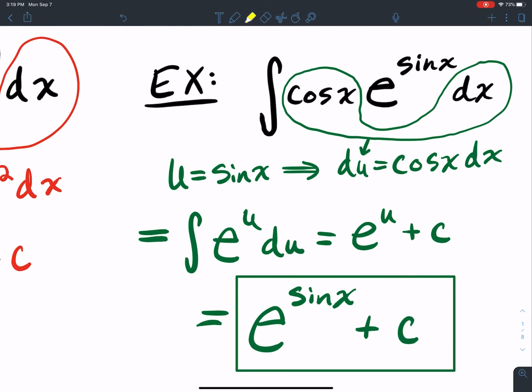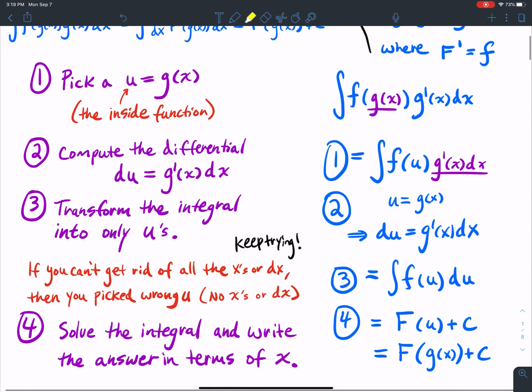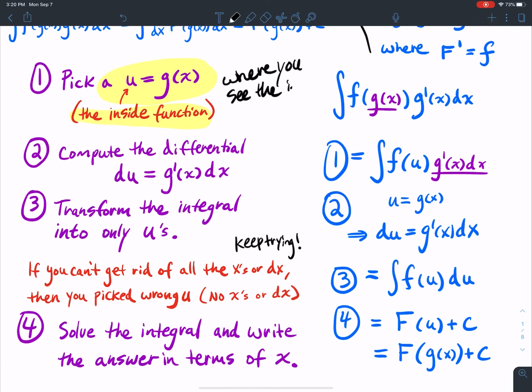So hopefully this kind of gives you an idea of the step-by-step how to solve using u-substitution. Step 1, pick a u where it's the inside function, where you see the inside function and its derivative, or a constant multiple of the derivative, okay, sitting on the outside there.